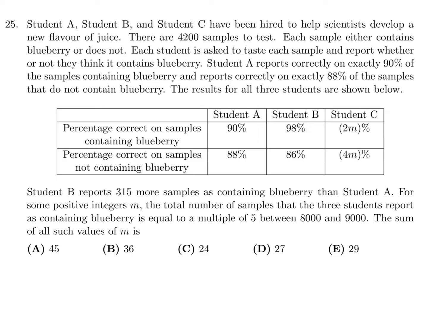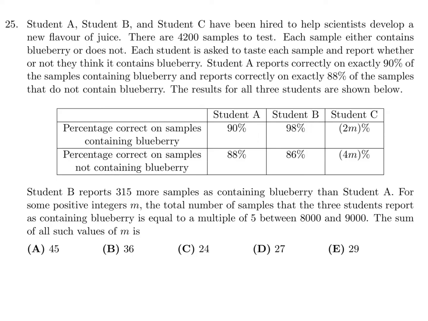Student A, Student B, and Student C have been hired to help scientists develop a new flavor of juice. There are 4,200 samples to test. Each sample contains either blueberry or does not. Each student is asked to taste each sample and report whether or not they think it contains blueberry. Student A reports correctly on exactly 90% of the samples containing blueberry and reports correctly on exactly 88% of the samples that do not contain blueberry.